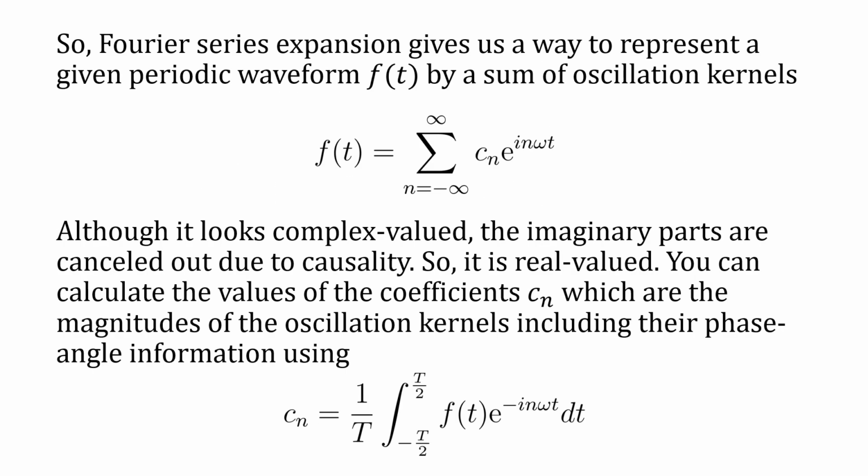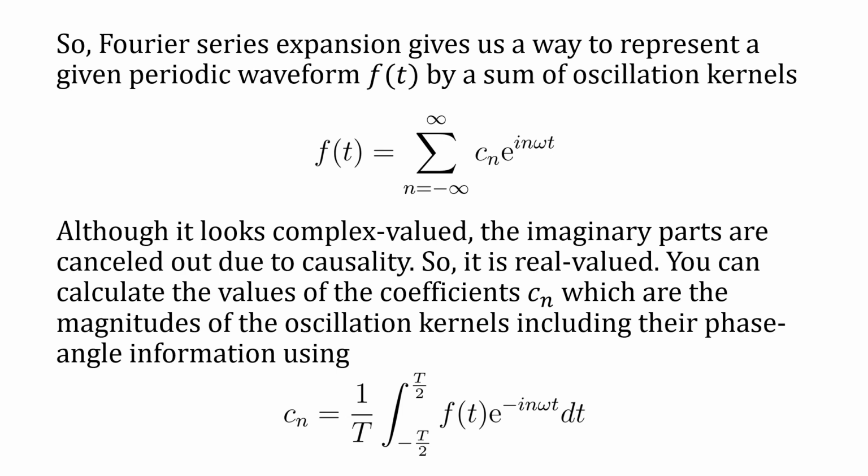So, Fourier series expansion gives us a way to represent a given periodic waveform f(t) by a sum of oscillation kernels. f(t) is equal to the sum of Cn multiplied by e^(inωt), as n goes from negative infinity to infinity. Although it looks complex valued, the imaginary parts are cancelled out due to causality. So, it is real valued.